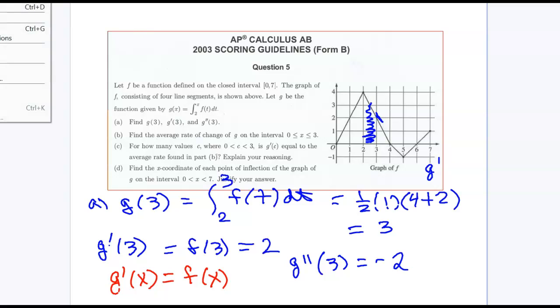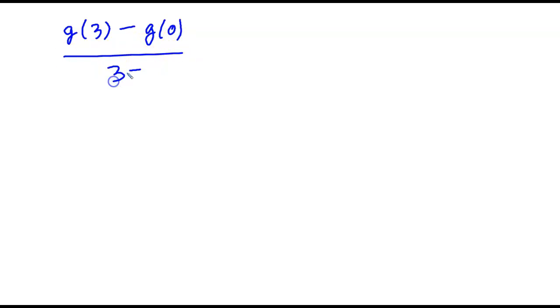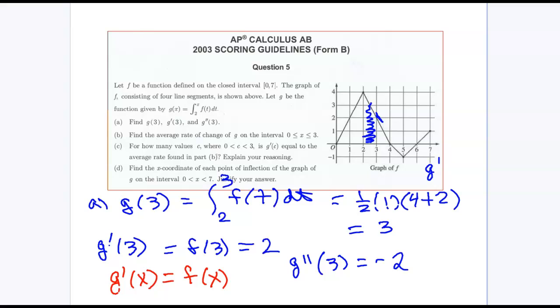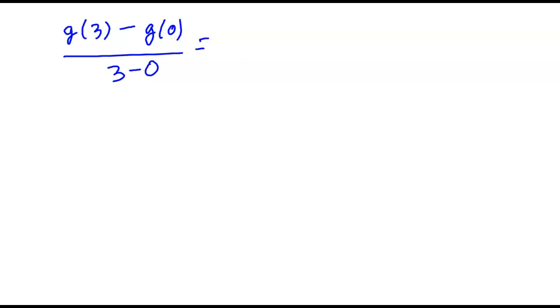In part B, we are asked to find the average rate of change of g from 0 to 3. Remember, average rate of change is the function at the right endpoint minus the function at the left endpoint over 3 minus 0. And we found g of 3 in part A to be 3.